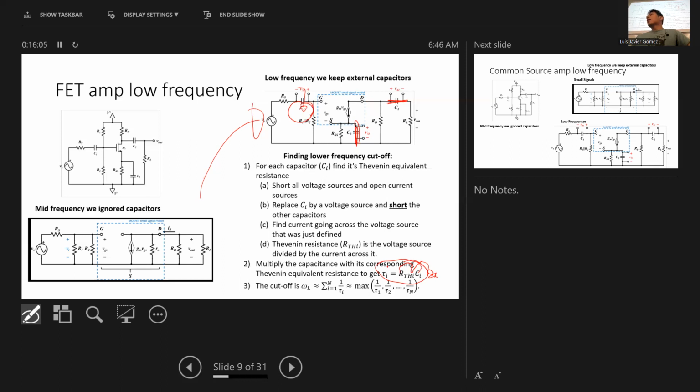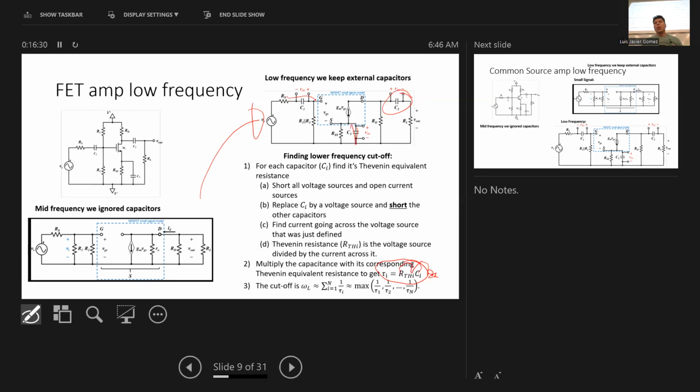Yeah. So you do that for each of the three. After you find that one, you do it for the other two. So you're going to figure out tau one. First you find R-Thevenin one, you multiply by C1 and that gives you tau one. Then you find R-Thevenin two. So then you short these two, you find this R-Thevenin three, and then you do it for the other capacitor. So you short these two.